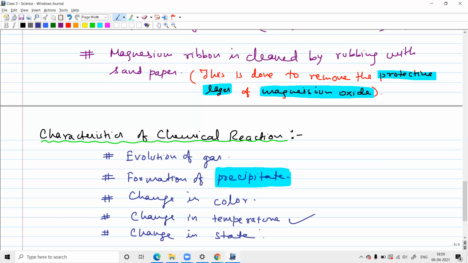Change in temperature. Now, change in state. What does it mean? Going from Tamil Nadu to Karnataka? Yes. So change in state. Originally, it will be in one state. After some reaction, liquid may change to gas or something else. Okay. That will also indicate that.